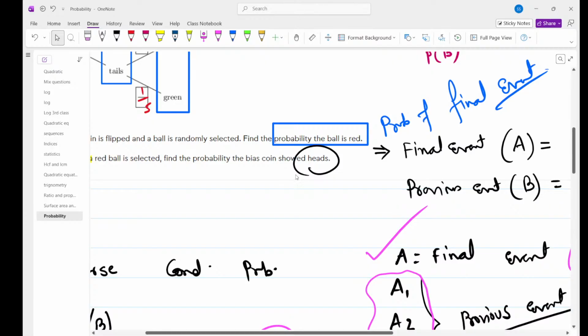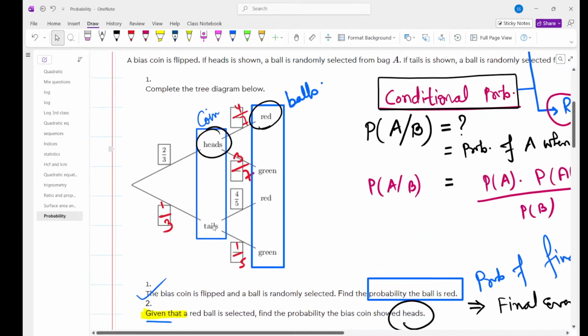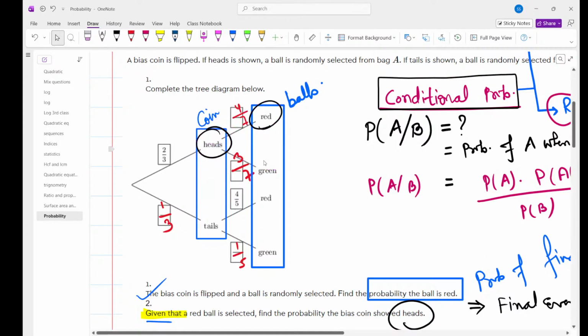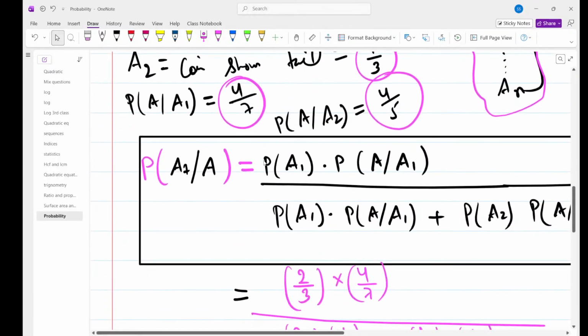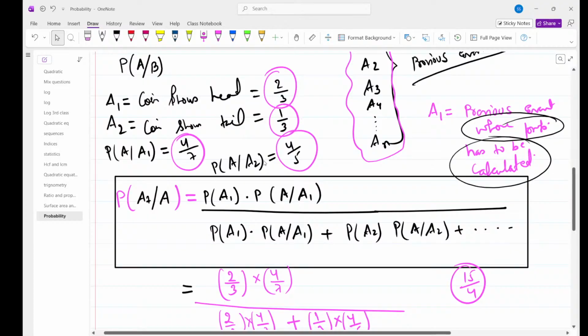What's the problem? If there is only one path, suppose this tail is not present here, and you are telling me to find the probability that I'm getting red, find the probability that it is coming from head. So all the paths are coming from head only, because this is the only path. So obviously the probability will be one there. Are you getting my point? Okay. Any other doubt?